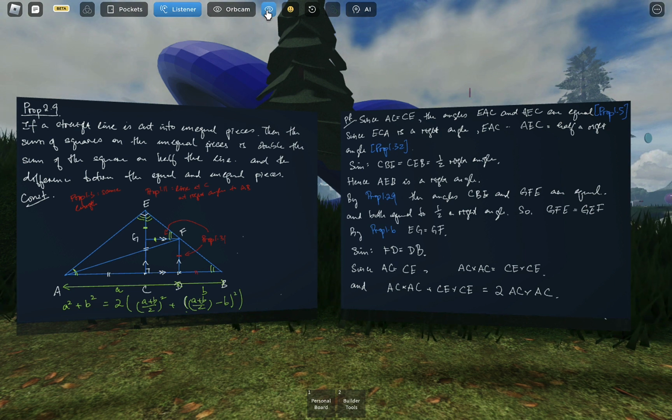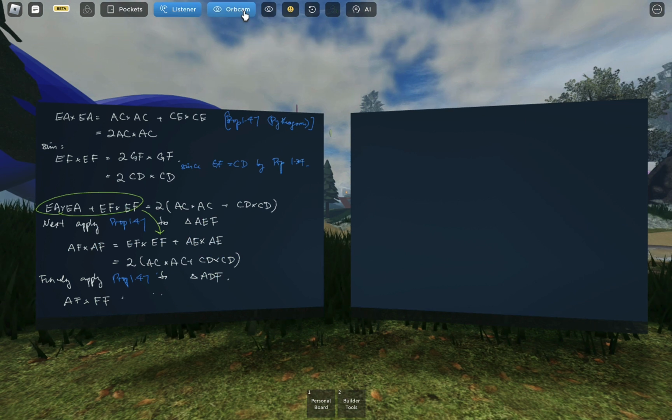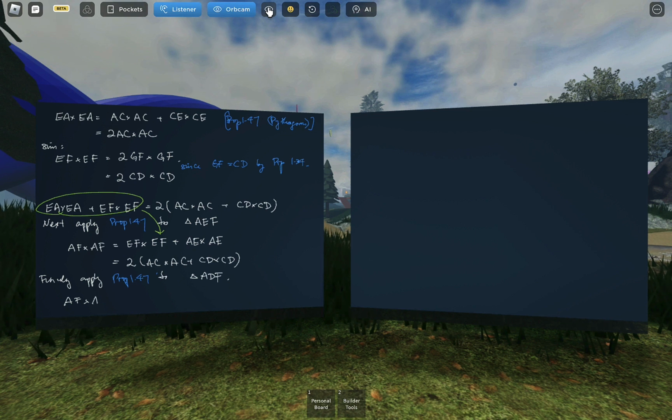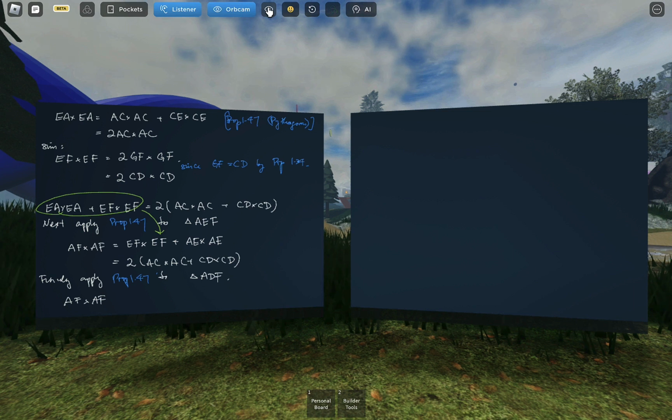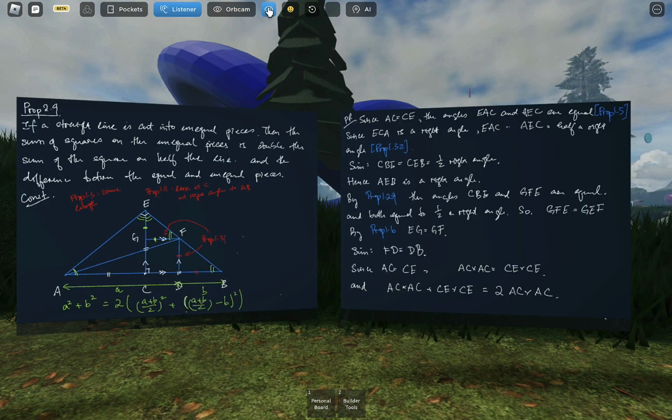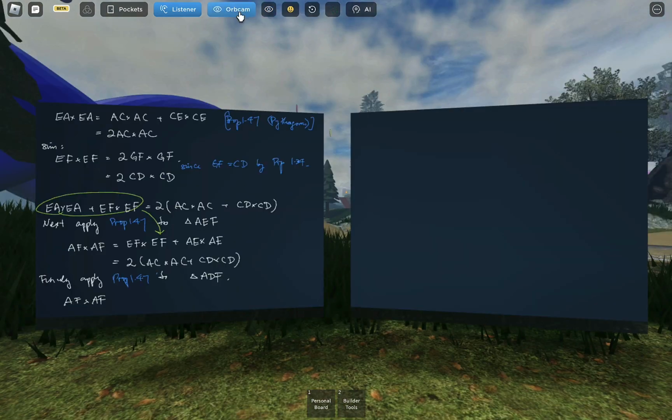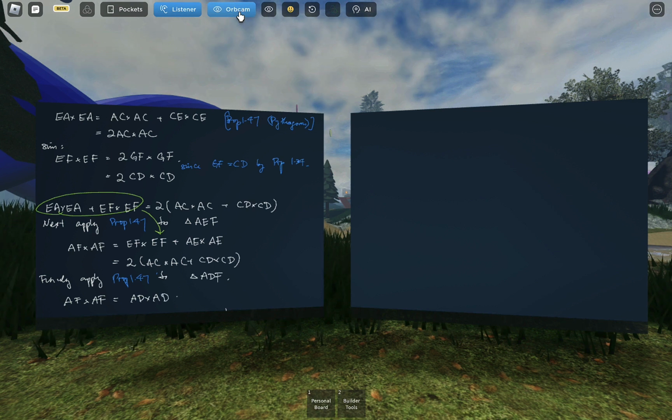I think I wrote something wrong in my notes, so let me go back to the diagram and fix it. AF is still the one that we want because that's still the hypotenuse. Now the triangle ADF. Why can't I click? All right, there we go. It's going to be AD and DF, so that's the other side: AD cross AD plus DF cross DF.